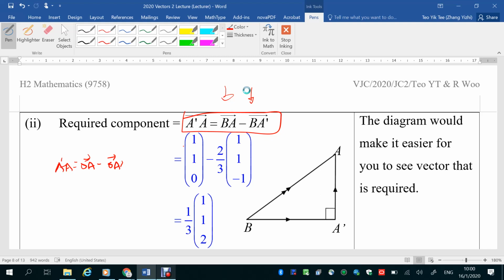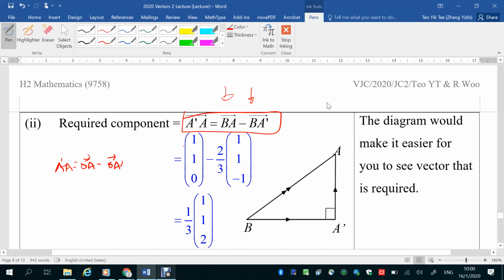So far so good? Last part. Same thing, please read the question. The question asks you to find the least distance from point A to the line passing through BC.